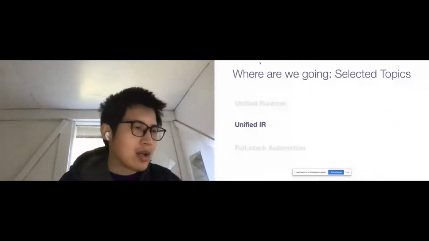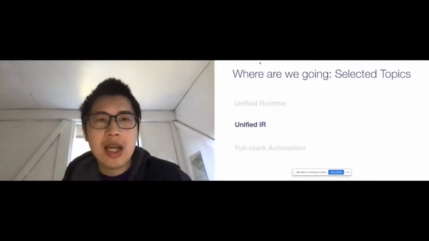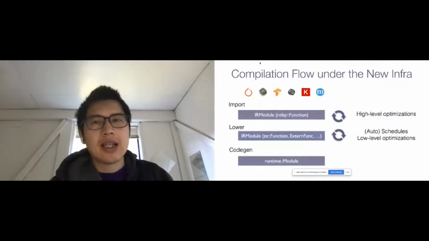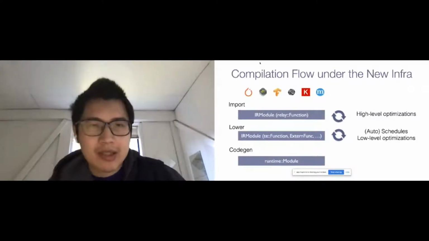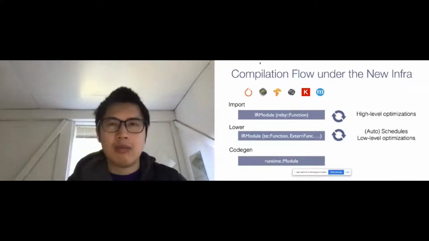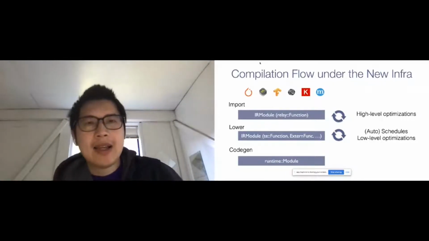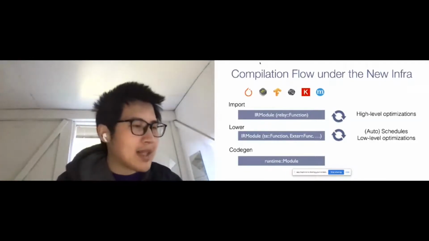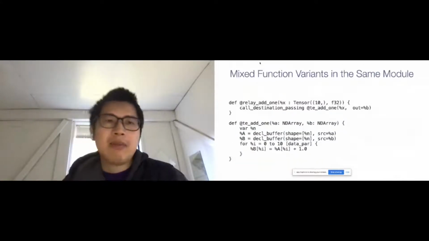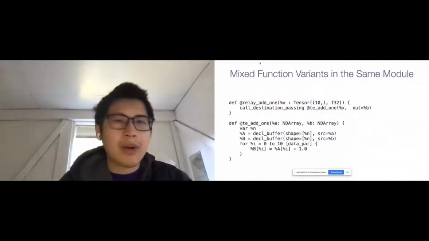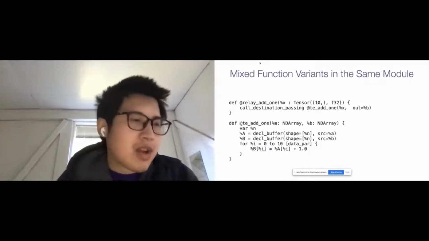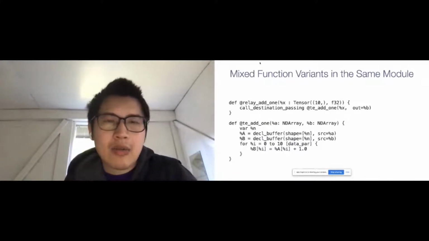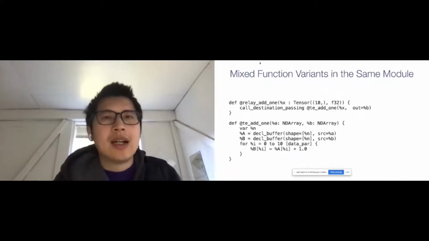The second thing that we are actively working on is building a unified intermediate representation that allows us to unify both high-level and low-level optimization together into what we call a common module. By doing that, it allows us to mix and match different levels of representations in a single IR module, and allows us to do some cross-representation optimization.